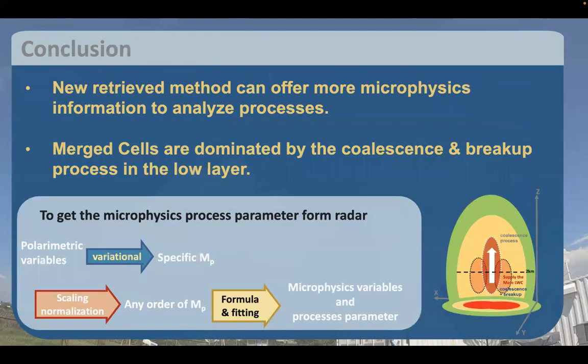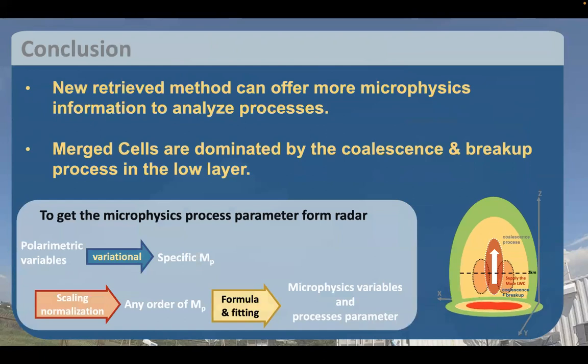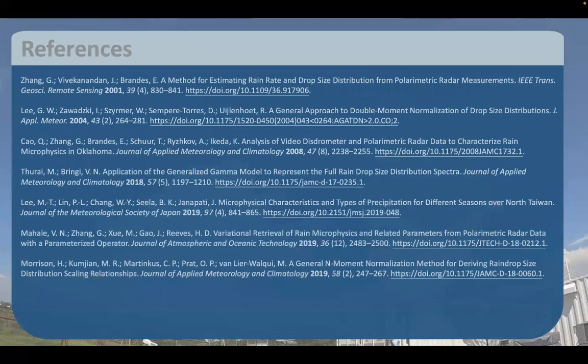Finally, the conclusion has two points. First, the new retrieval method can offer more microphysics process information to analyze the microphysics processes. And then, the merged cells are dominated by coalescence and breakup, which gives an equilibrium DSD in the lower layer. And there are some references.